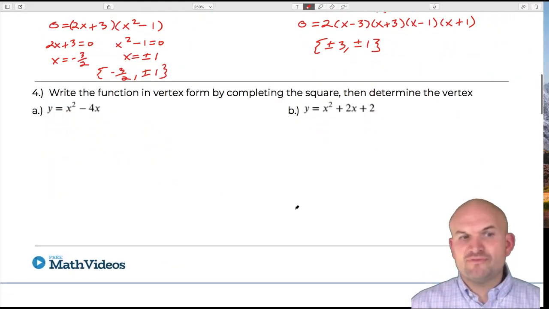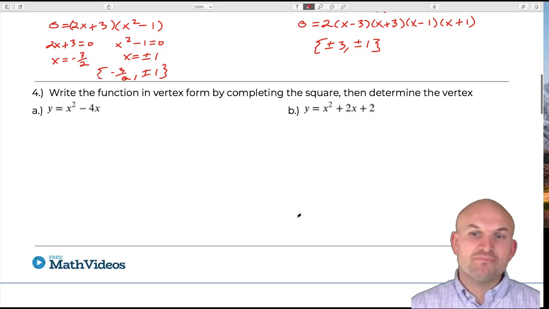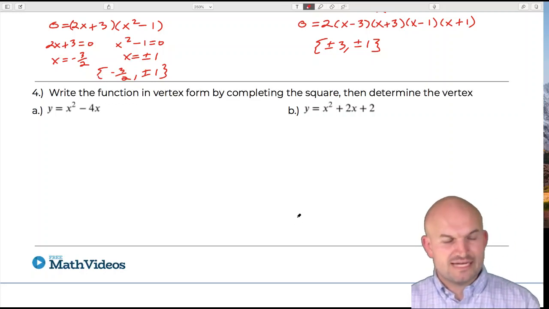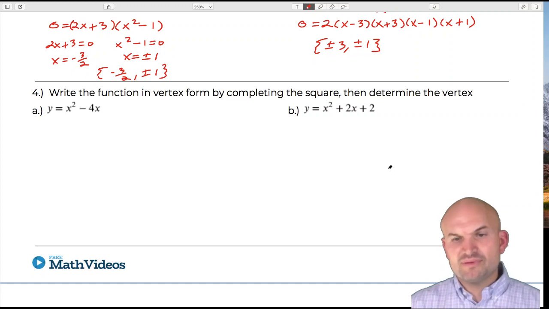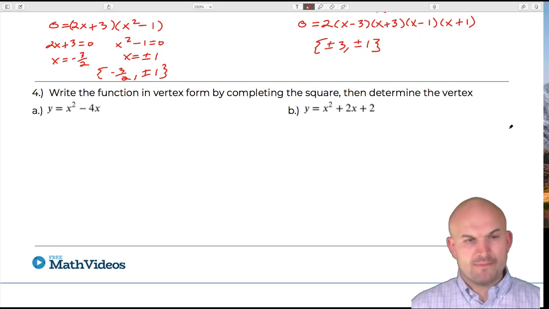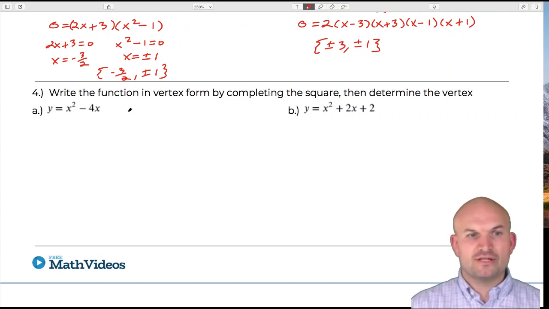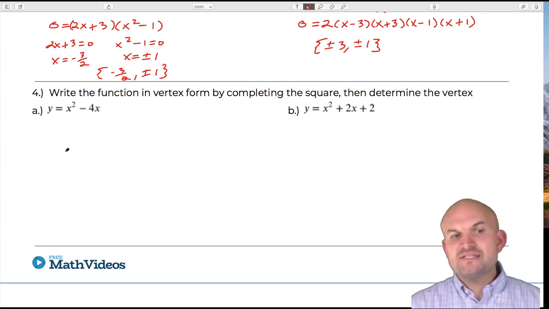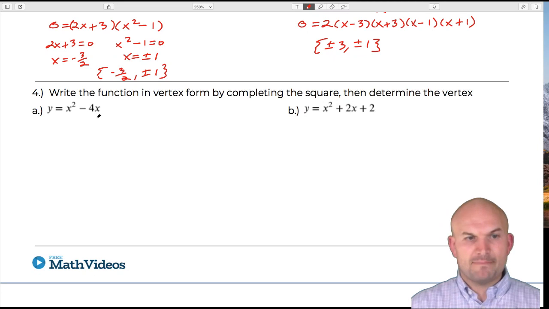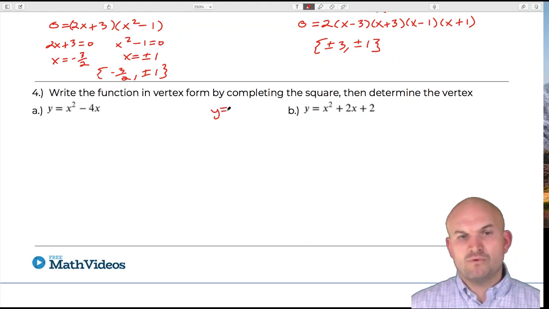All right, and question number 4 said, write the function in vertex form by completing the square, then determine the vertex. So remember, when we're completing the square, we want to create a binomial squared. And a lot of students had trouble with this one because it didn't look like a regular quadratic. But in this one, what we really want to do is create a perfect square trinomial. And I wrote out a lot of perfect square trinomials for students to really understand which ones we're looking for.